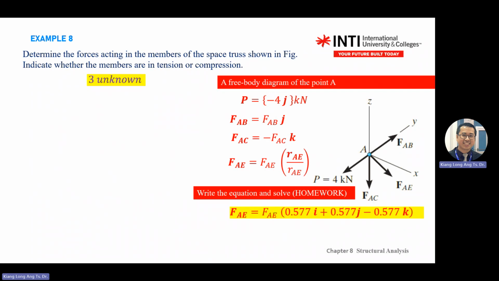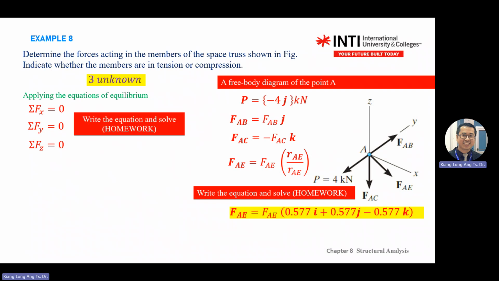If you do the mathematics for FAE, you arrive at this, with I, J, K in the U term. Then for equilibrium, sum of Fx equals 0, sum of Fy equals 0, sum of Fz equals 0, because you're using vectors. So x is I, y is J, and z is K. You group all the I together equal to 0, all the J together equal to 0, all the K equal to 0.